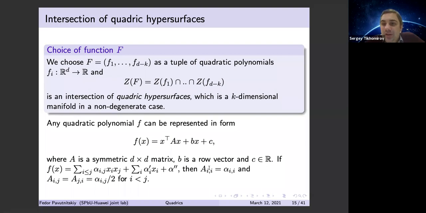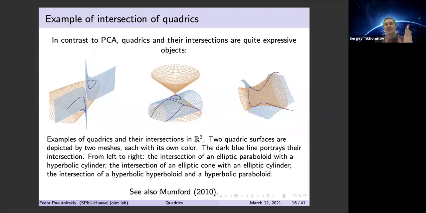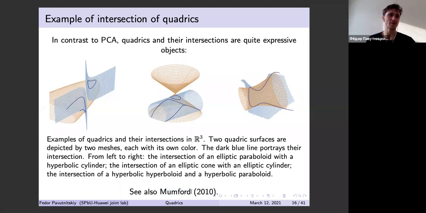Yeah, and another question. For me, it's not clear: do you have something like a universality theorem, something like any manifold can be well approximated by something of this quadric? We don't have this, but Mumford does. Actually, it's from algebraic geometry. Mumford says something along this line, that every projective algebraic variety is isomorphic to an intersection of quadrics.